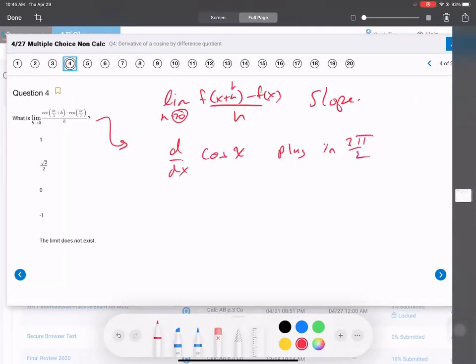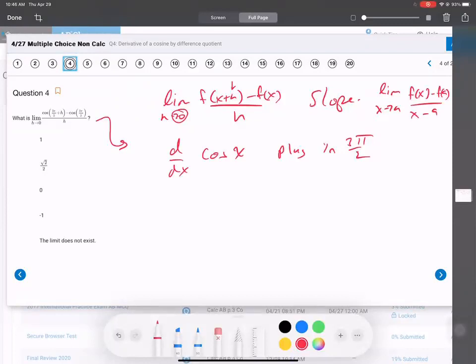Okay. Remember the other version of the derivative is the limit as x approaches a of f of x minus f of a over x minus a. That's our other version, okay?